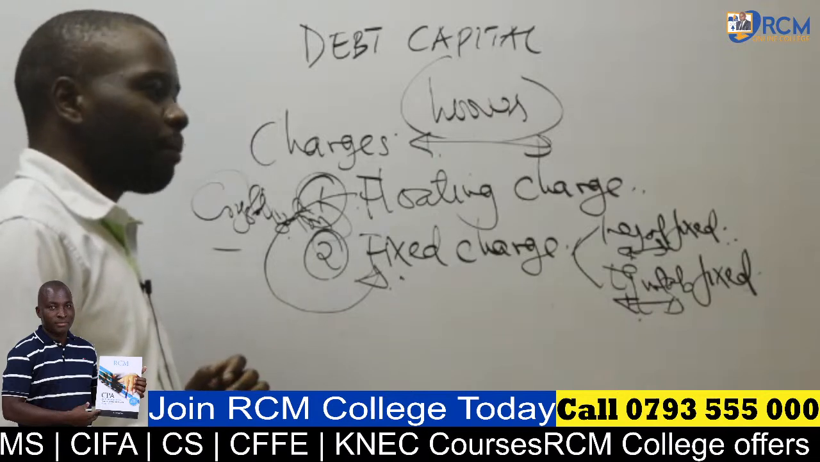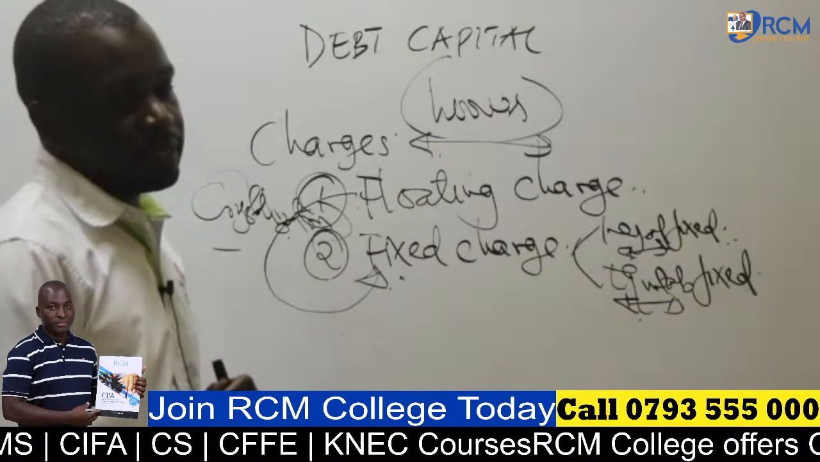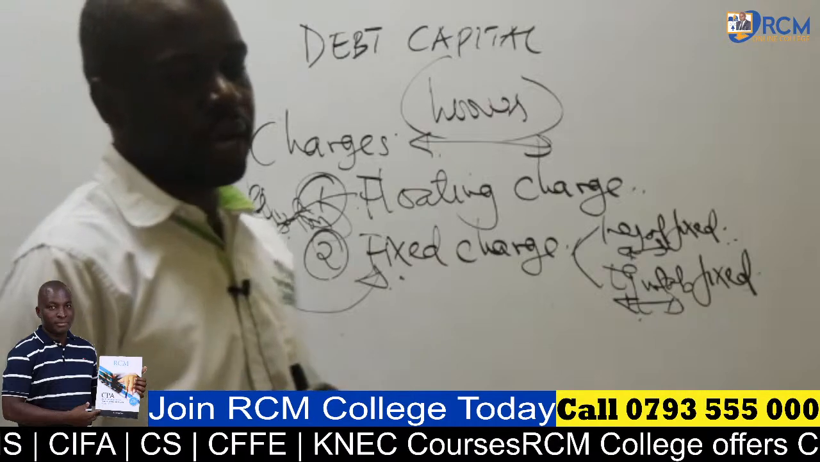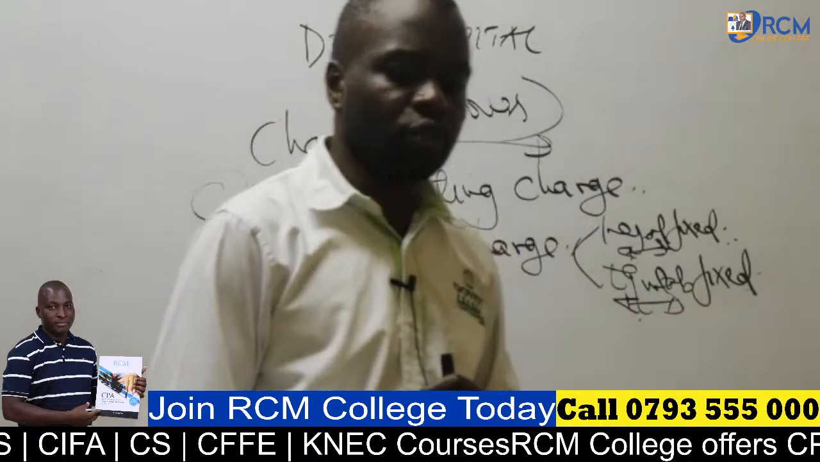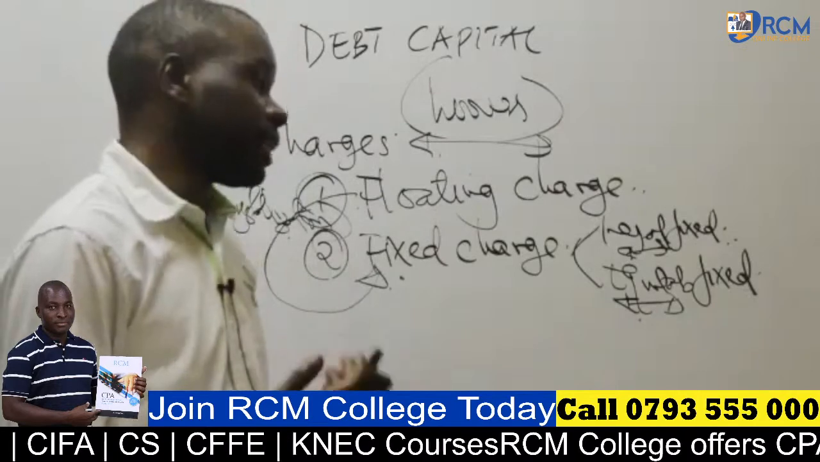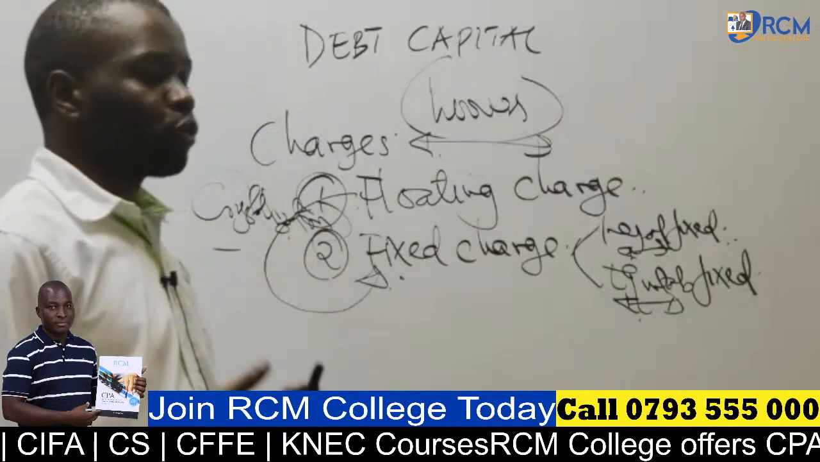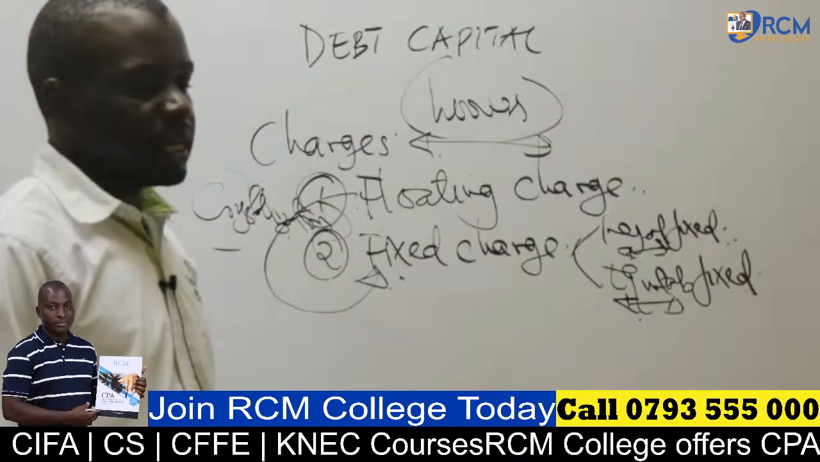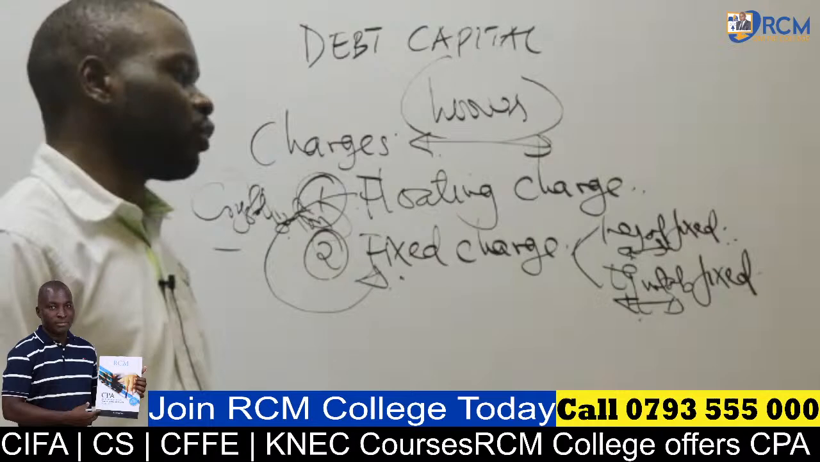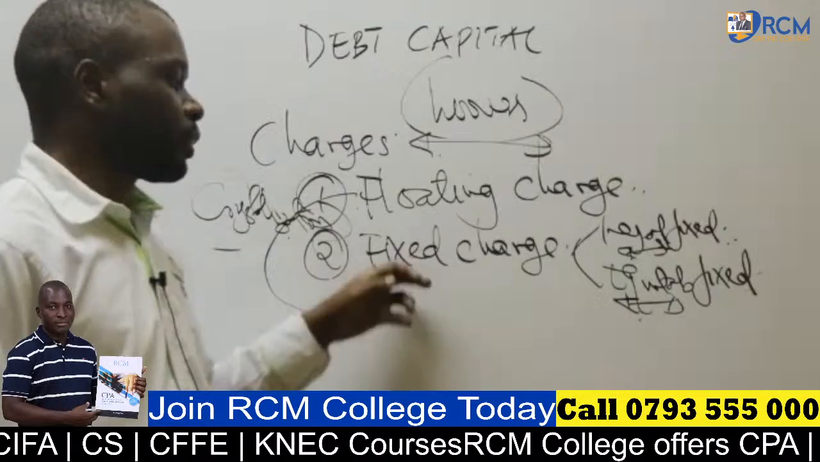Basically, what is happening in this case, the lender, or basically the debenture holder, is just trying to monitor whether you have the capability of actually being able to pay his amount. If you are not actually able to pay, now we say this particular charge is no longer actually a floating charge. It will become a fixed charge.